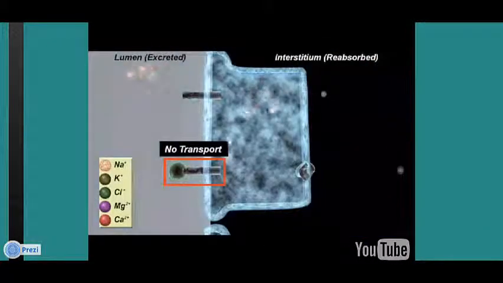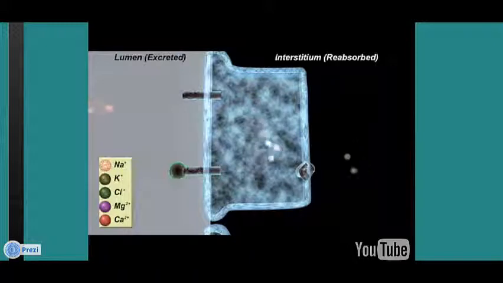When the sodium channel inhibitors are present, they block the sodium channel. This prevents the continual reabsorption of sodium and also prevents the overall excretion of potassium. This is why sodium channel inhibitors are called potassium sparing.